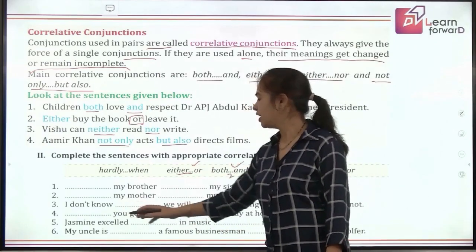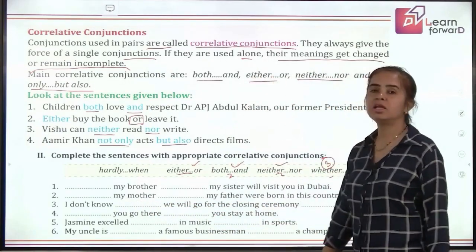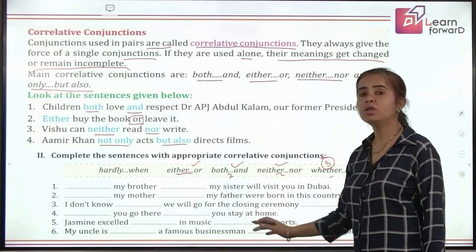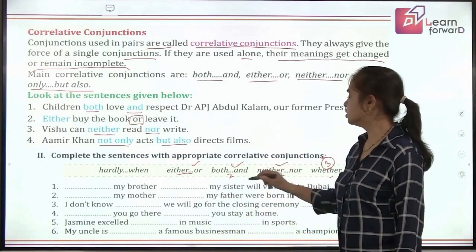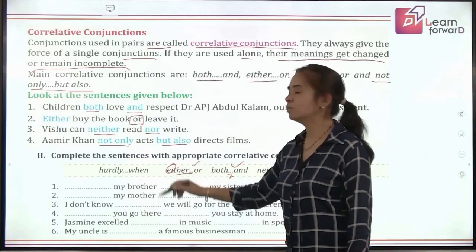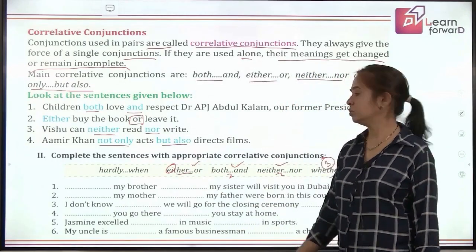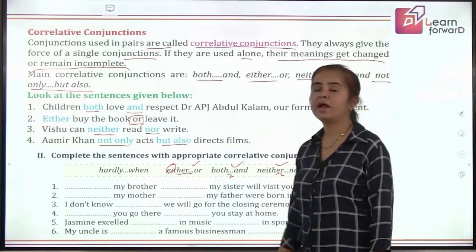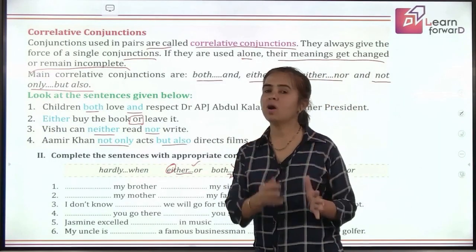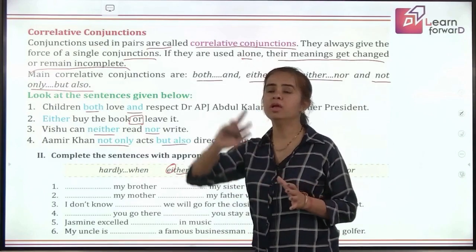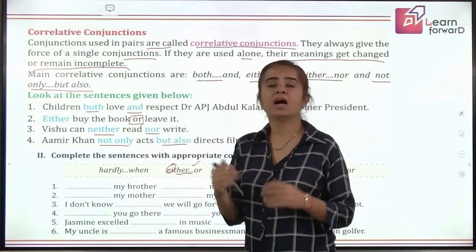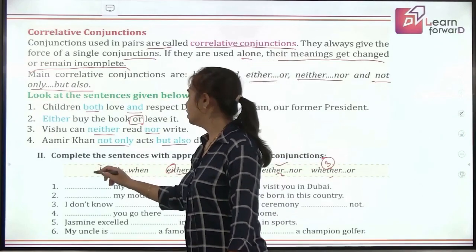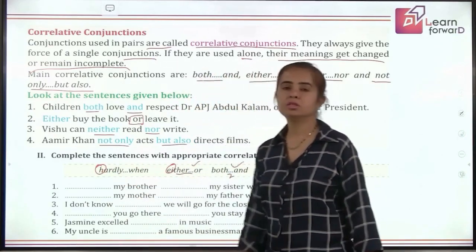Next, dash you go there, dash you stay at home. Either you go there or you stay at home is possible. So this one is possible. Another one possible is hardly you go there when you stay at home. That means whenever you stay home, you hardly visit that place. Otherwise, you just love being there. You go there very often. So both of these can be possible at number 4.